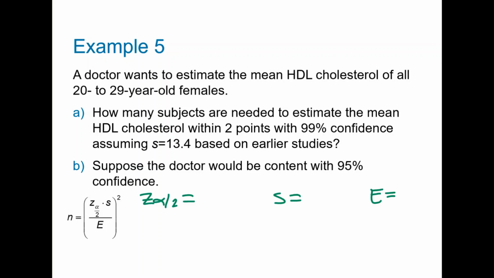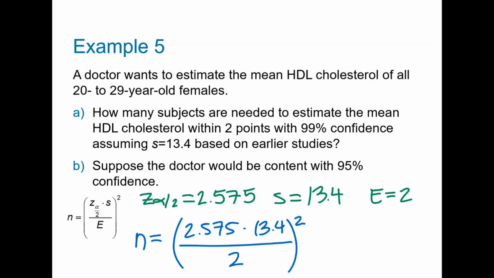We can find Z alpha over 2 in Table 5, and because the level of confidence is 99%, the critical value, or Z alpha over 2, is 2.575. S is 13.4, and E is 2. Now let's substitute the values. Type this in your calculator, and you get approximately 297.65. Remember that whenever we compute a sample size, we always round up to the next integer, so the answer is 298.